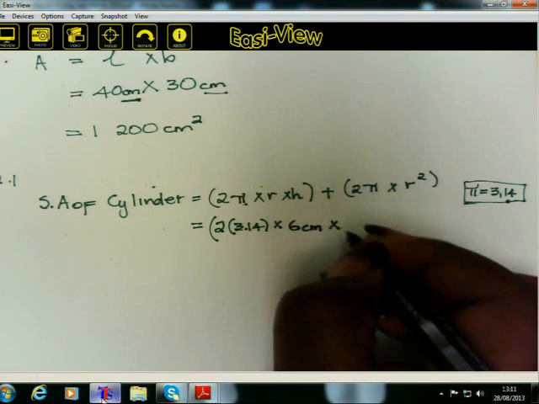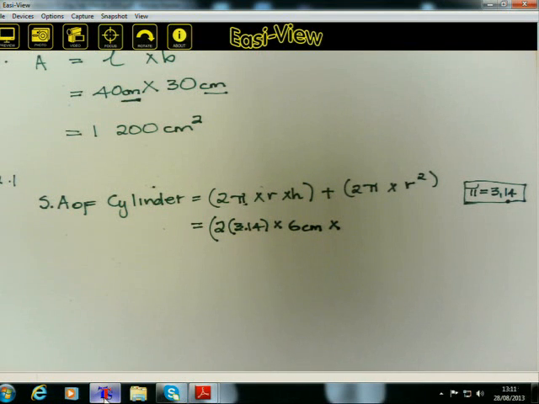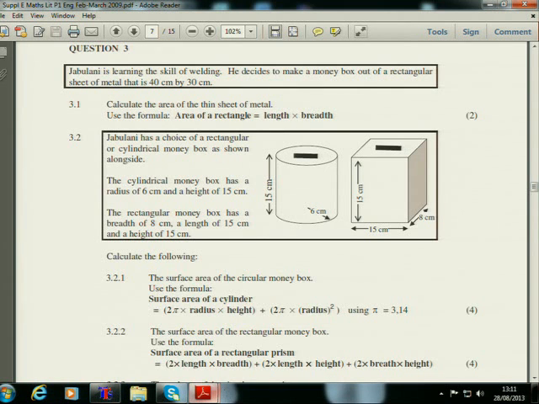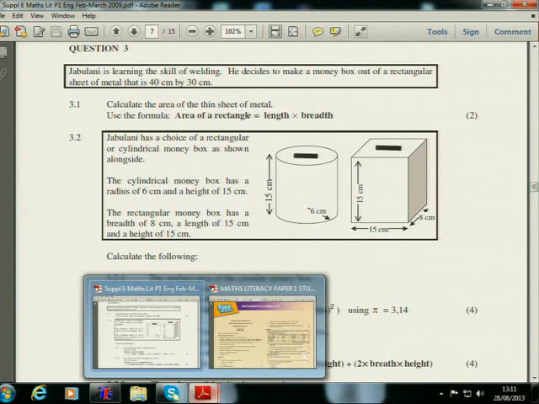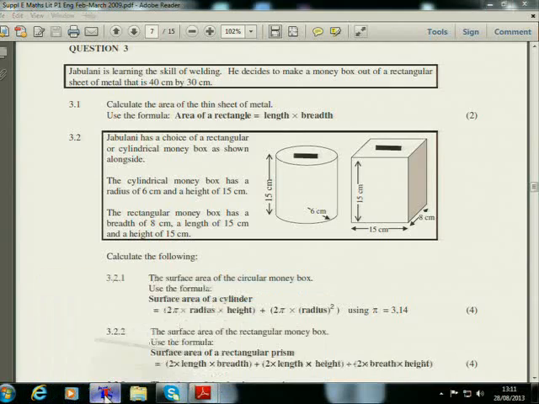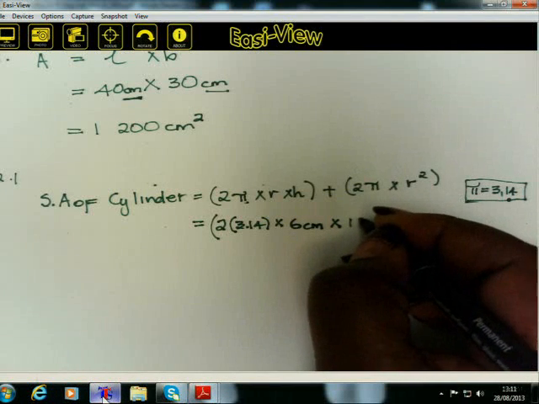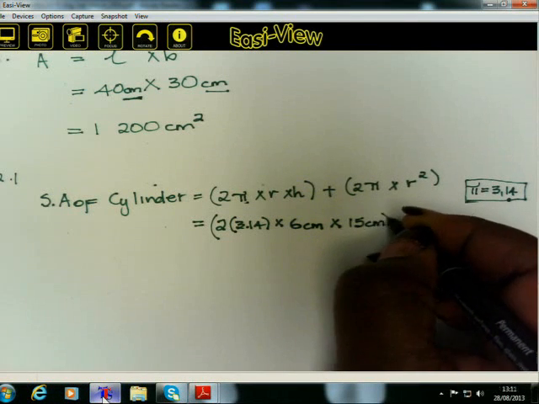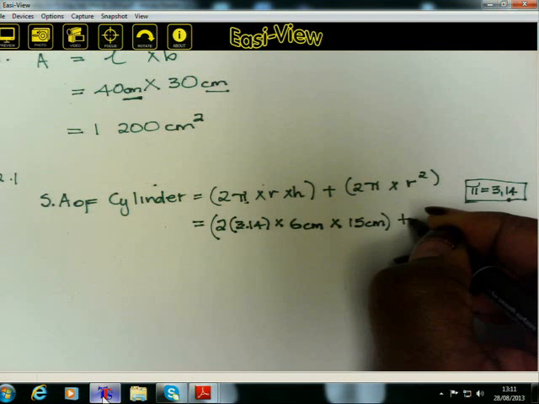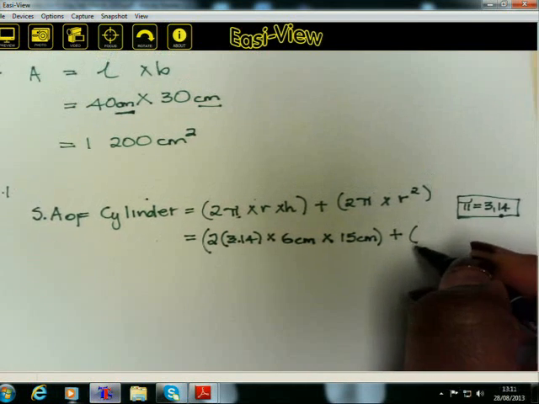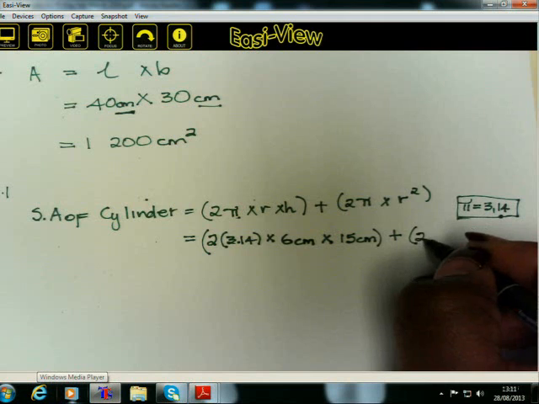We multiply that. Let's go back to the question. What is the height of the cylinder? The height of the cylinder is 15 centimeters, meaning we will substitute 15 centimeters there for the height. We can close our bracket. We have an addition sign there that will bring down as it is the opening bracket, the 2.